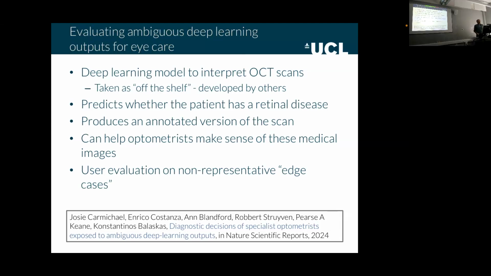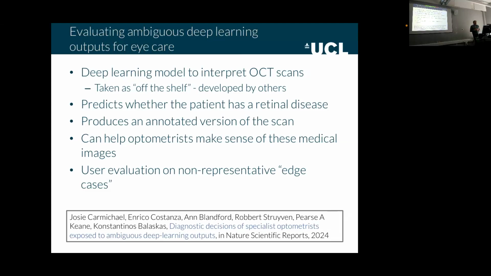OCT scanners are becoming cheaper and cheaper. So many high street optometrist shops will have OCT scanners in them, but the optometrist generally will not have had a lot of training on this kind of scans. So the value proposition of this model is that it can help optometrists make sense of these scans and take better decisions about whether to refer their patients to the hospital or not.